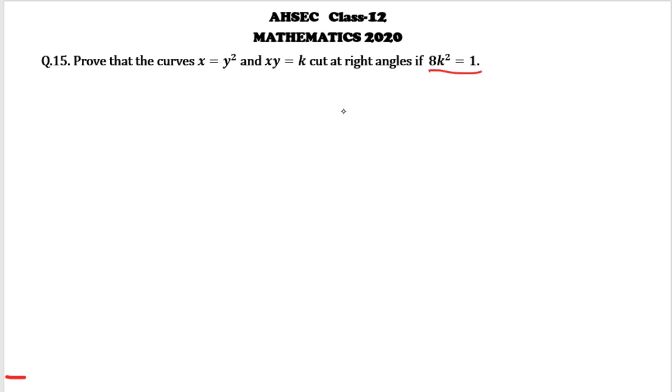So, solution, we have two curves. Just name it, say x equal to y square is the first curve and xy equal to k is my second curve.